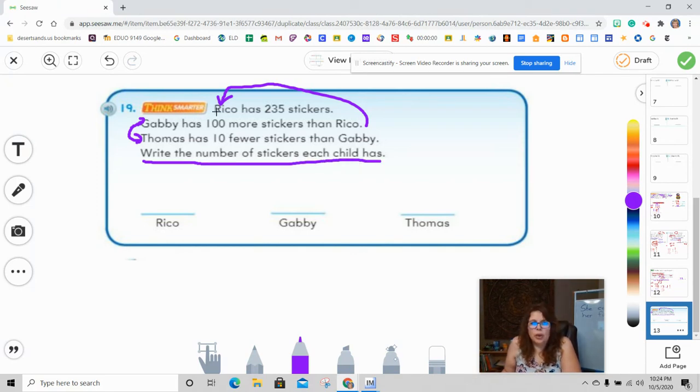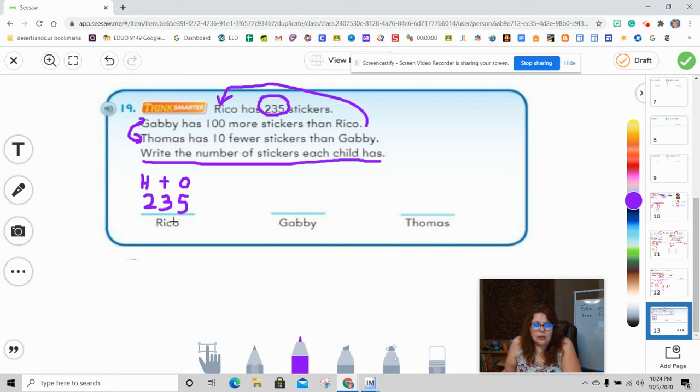So we already know that Rico has 235. They told us that. So that's an easy one. So I'm going to put 235. I already know what Rico has, so that's it. That's one done. I get a point right there. Now it says Gabby has 100 more stickers than Rico. That means I have to use Rico's information. So I'm going to put HTO.